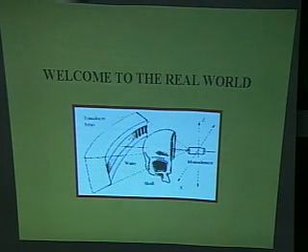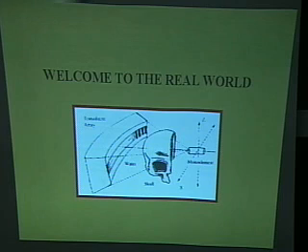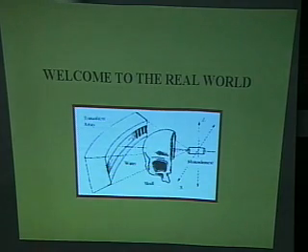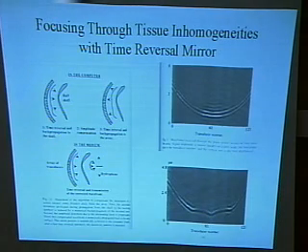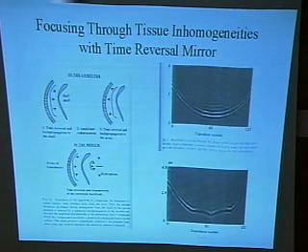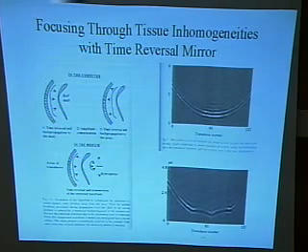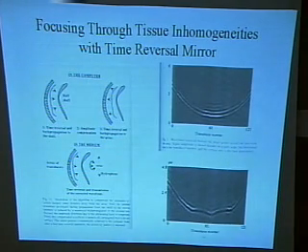This is all dandy, but there's a real world out there with difficulties, just as I said for the trauma case. I just wanted to present some of the problems because I know there are prospective students here. Focusing through tissue inhomogeneities: can the focus stay nice and predictable?